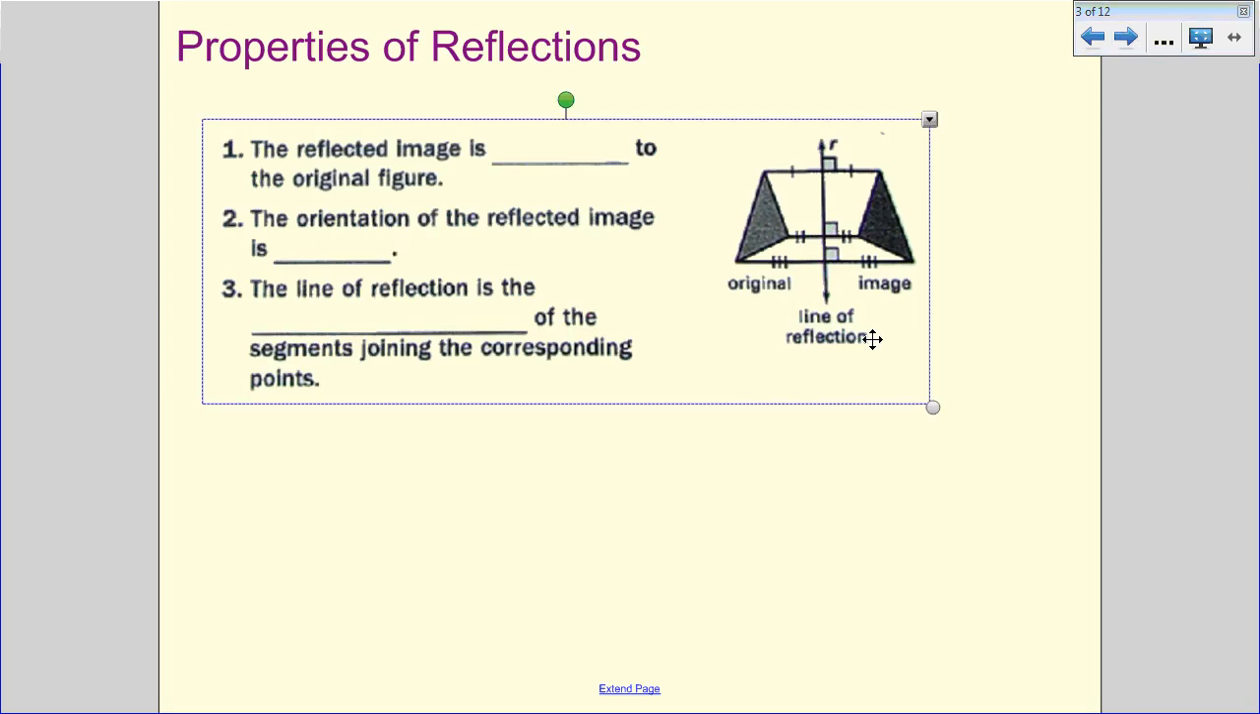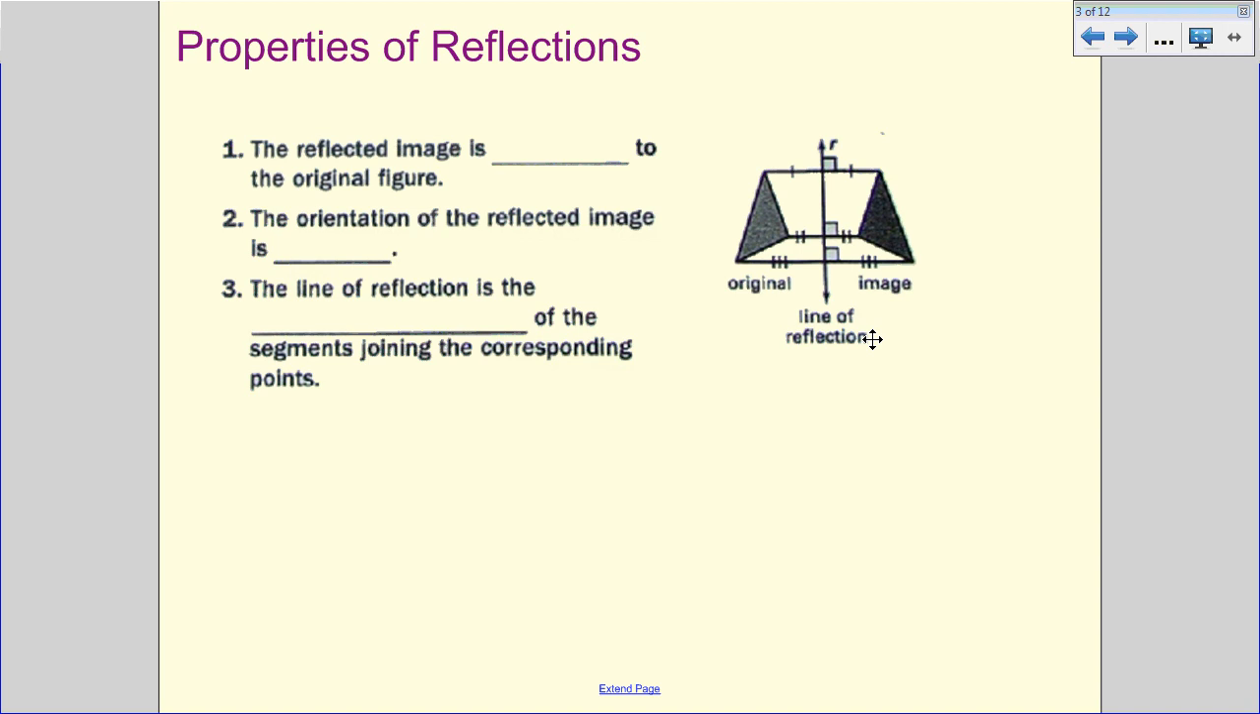So let's take a look at our first thing. We're going to look at the properties of reflections, what has to be true. The reflected image is going to be congruent to the original figure. So the size and the shape doesn't change. They're still the same size, the same shape. The orientation, though, the direction of the reflected image is reversed.